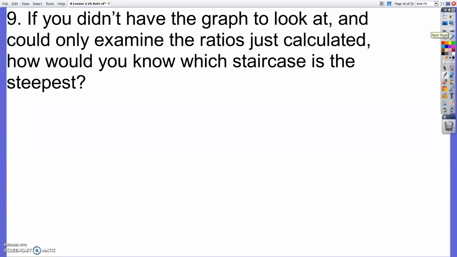So if you didn't have the graph to look at and could only examine the ratios we just calculated, how would you know which staircase is the steepest? So remember, our ratios were 1 over 1. These are the simplified versions. We had 3 over 8. And we had 4 over 6, which simplified to 2 over 3. So if I compare these numbers just as regular old integers, I noticed that this was the greatest number. Had the greatest value. This was the second greatest value.